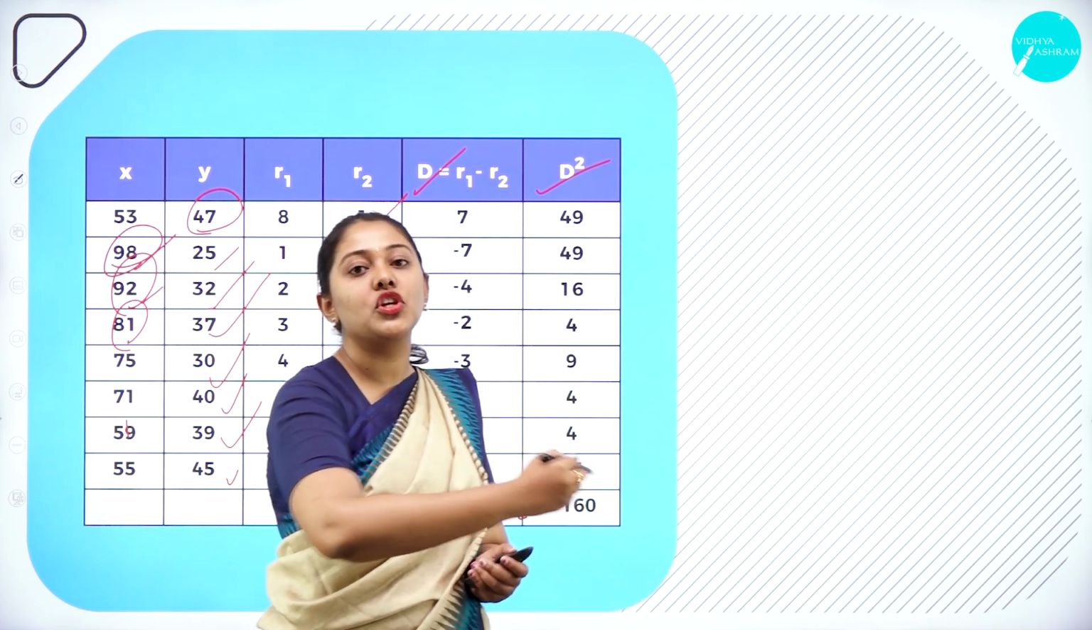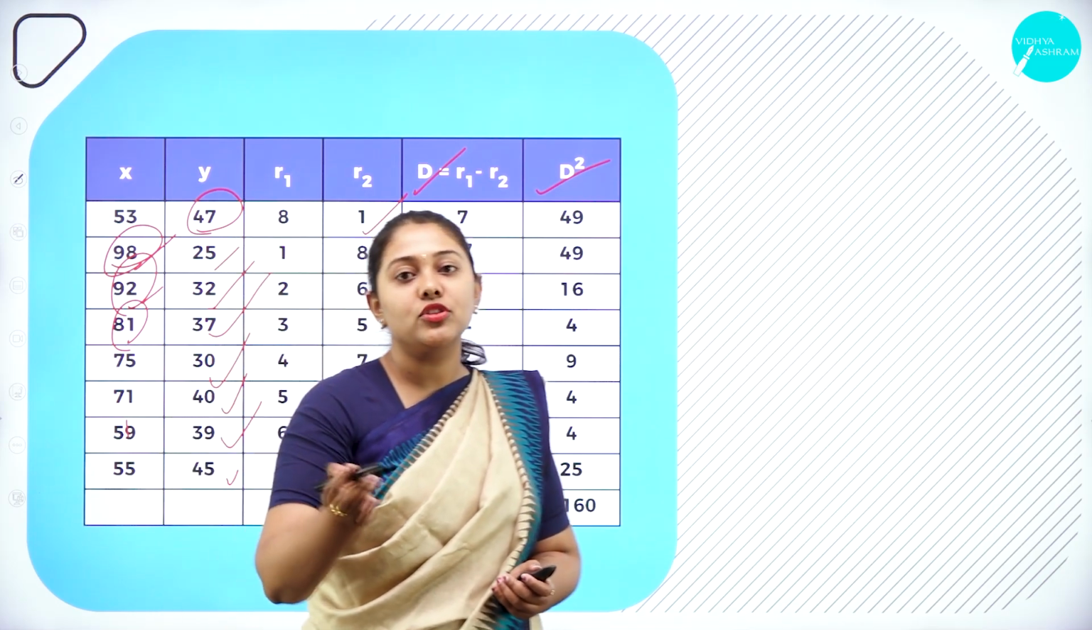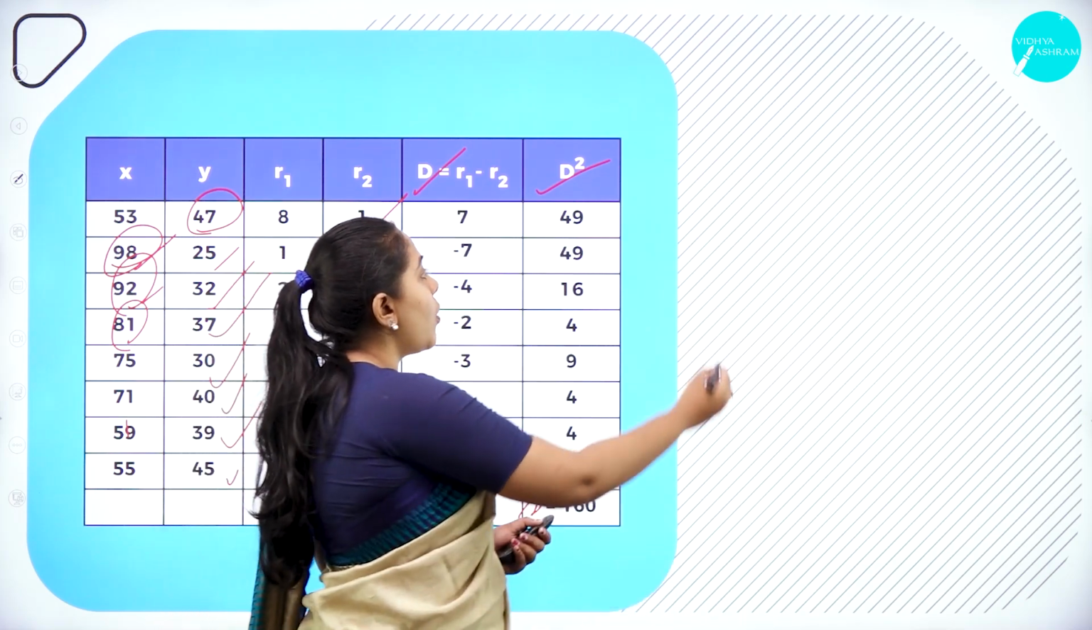Now let us substitute the values into the formula and check what Spearman's rank correlation value is. So what is the formula?